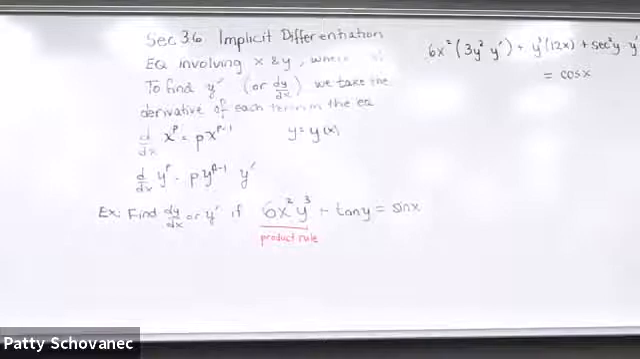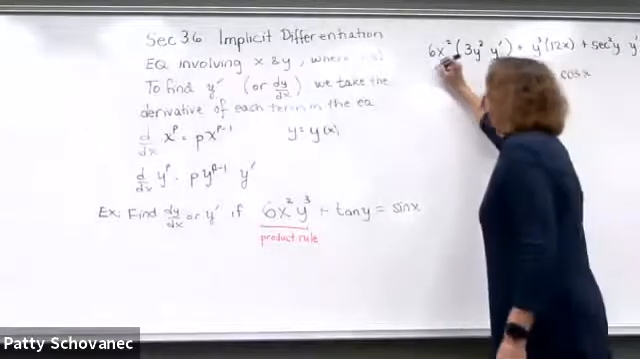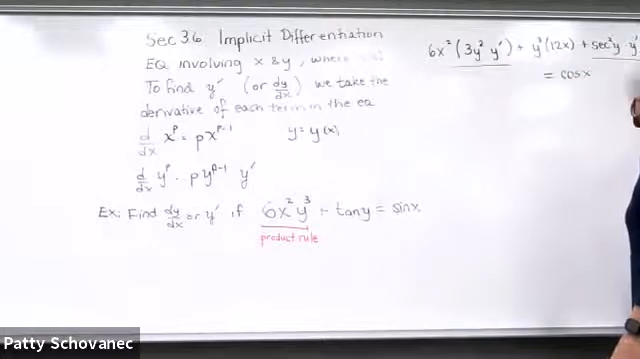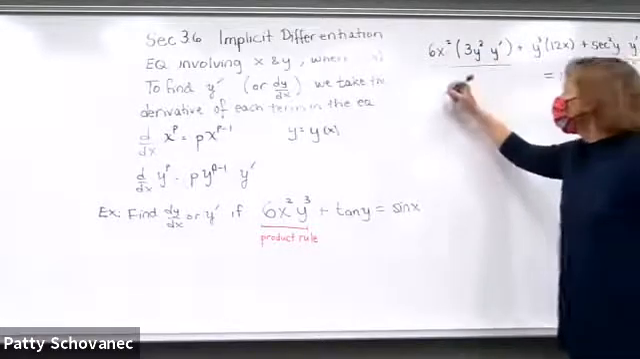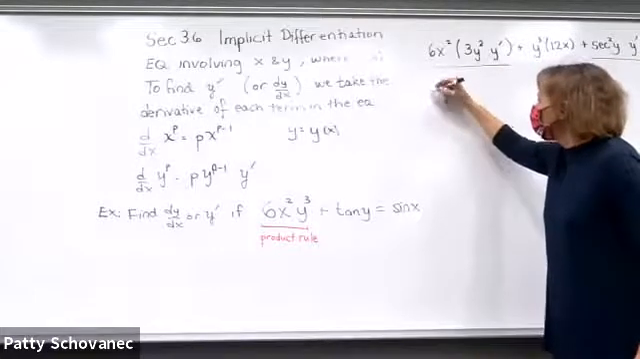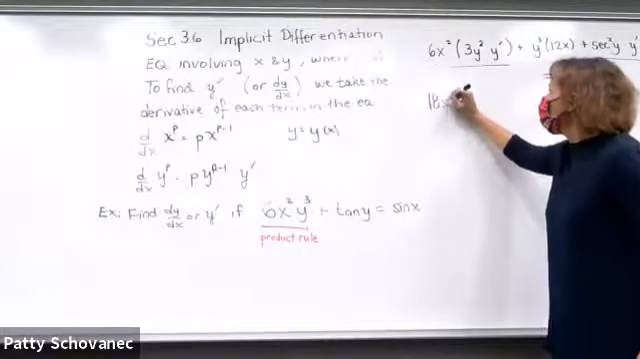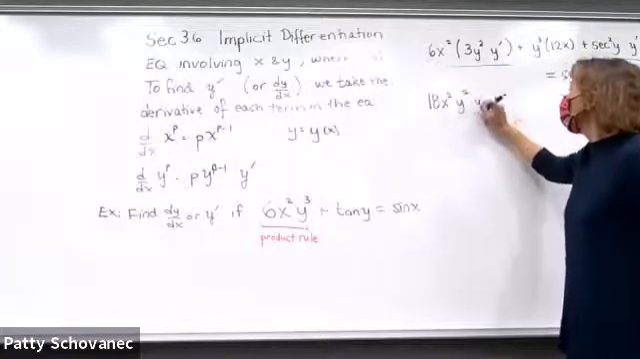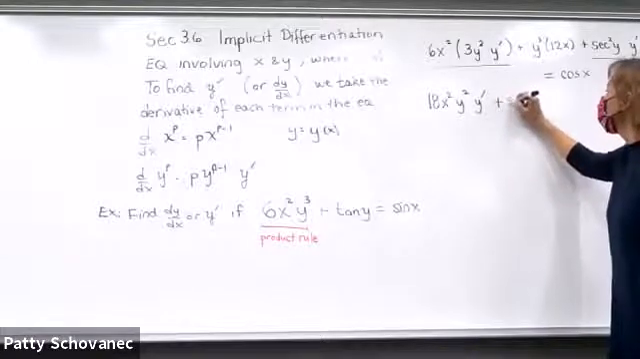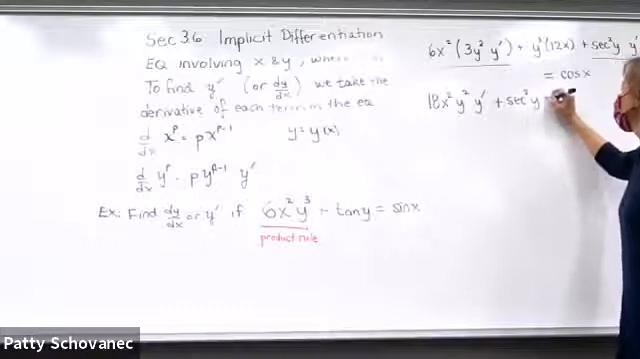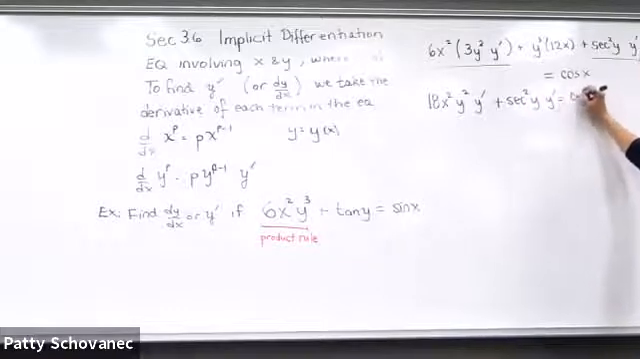Are you okay with all the steps here? Do you need me to go back and point anything out? Okay, so I'm going to keep this term over here and that one. And I'm going to move this over to the side of the equal sign with the cosine. I'm going to go ahead and put this together, make that 18x squared y prime. And then I'm going to make this secant squared y times y prime right here. Then I've got the cosine of x on the right-hand side.